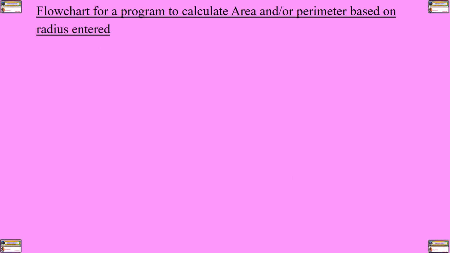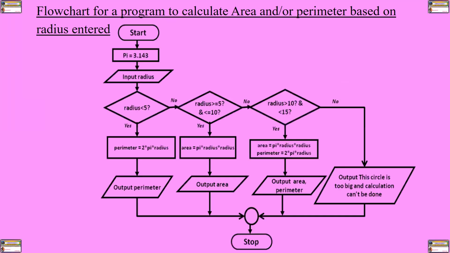The same can be represented using a flowchart. Always remember that the flowchart has a title. The title in our case is: flowchart for a program to calculate area and or perimeter based on radius entered. And that's our flowchart. You can see we have the start there. We have the assignment of 3.143 in the memory location called pi. And then we prompt the user for radius and we begin checking our conditions.